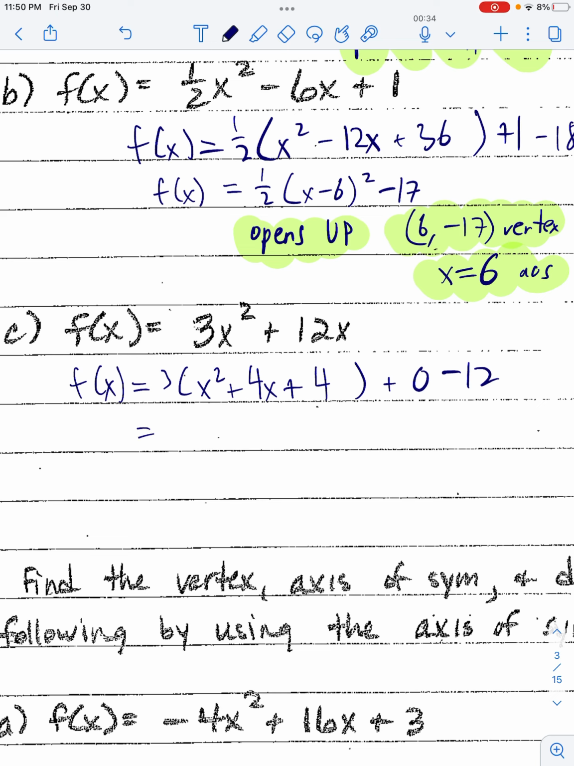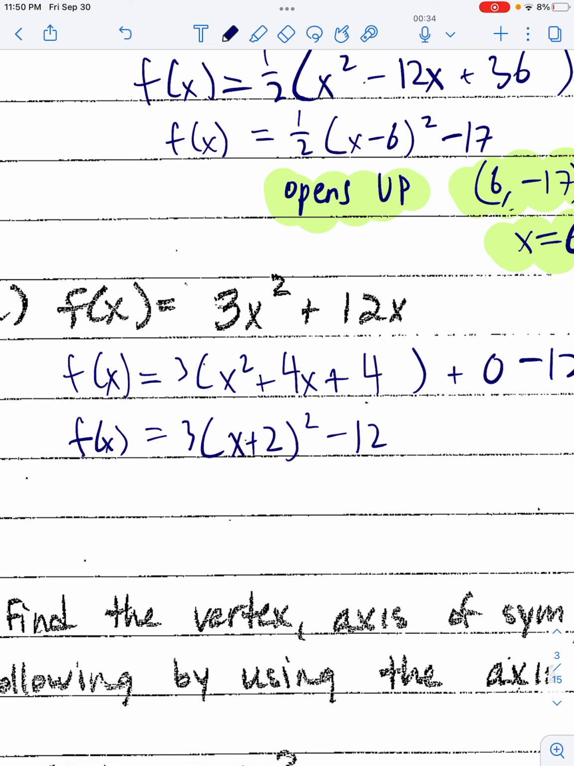So then I get 3 times, let me rewrite this as x plus 2 quantity squared, and then that 0 minus 12 is just minus 12. All right, so that's what f of x equals. Good stuff. So then it opens up because this 3 in front of my parentheses is positive.